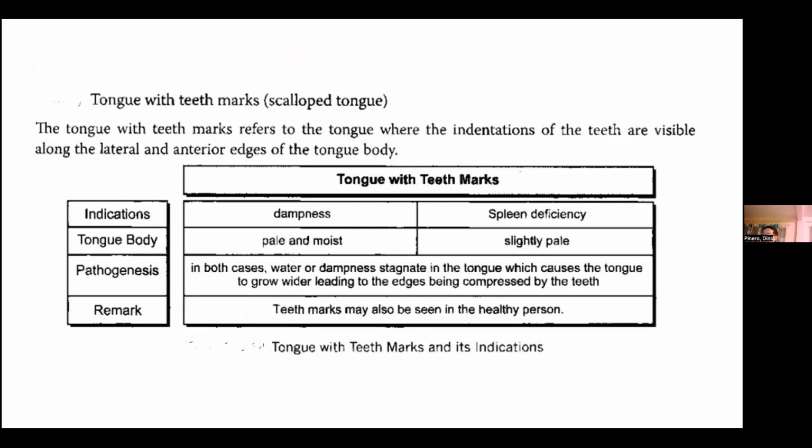While sa spleen deficiency, ang tongue body is slightly pale. Sa pathogenesis, in both cases, water or dampness stagnate in the tongue, which causes the tongue to grow wider, leading to the edges being compressed by the teeth. Sa remarks, teeth marks may also be seen in the healthy person. So we have to confirm or ask the patient about their condition kung associated ba yung swelling of the tongue, because it could also happen to a healthy person. Okay?